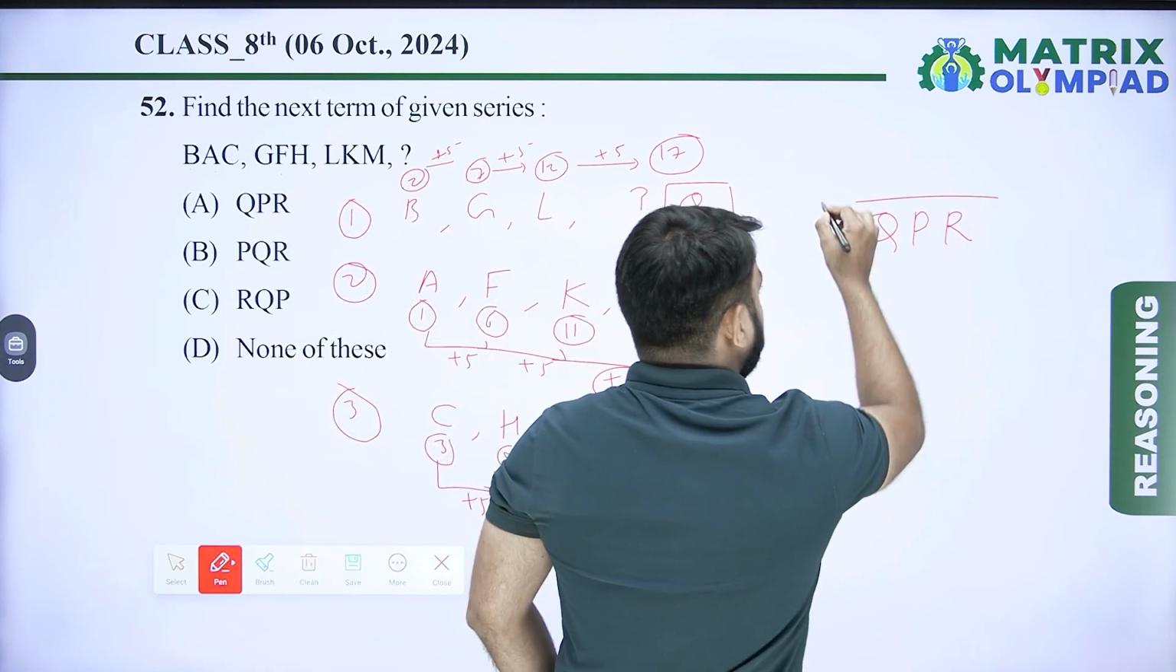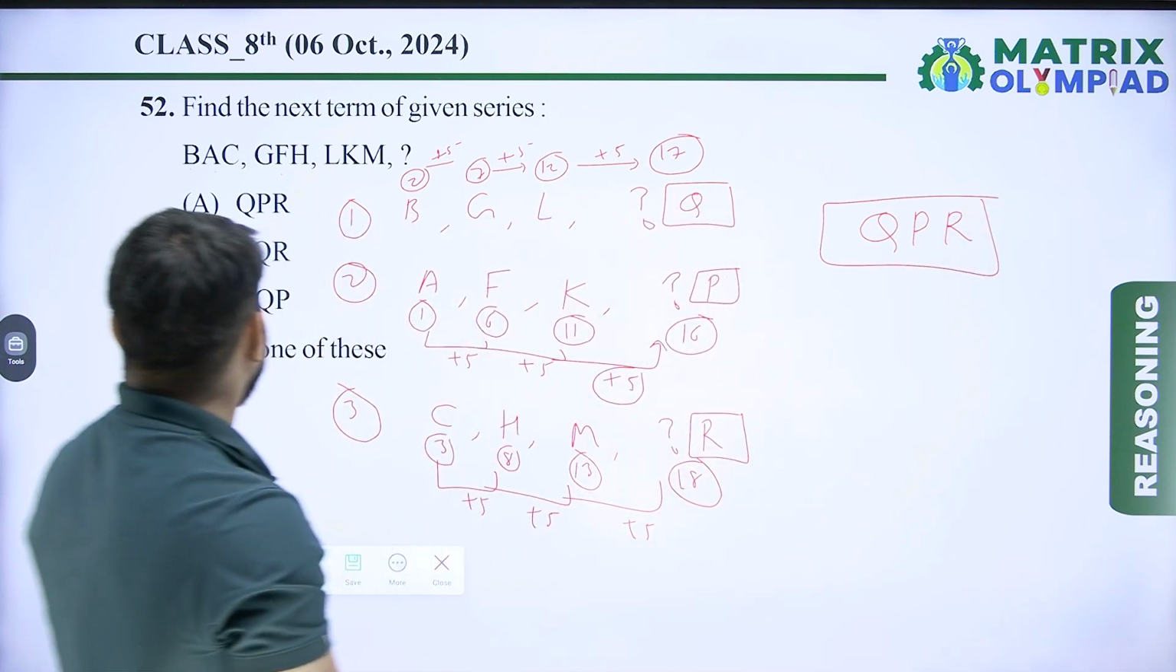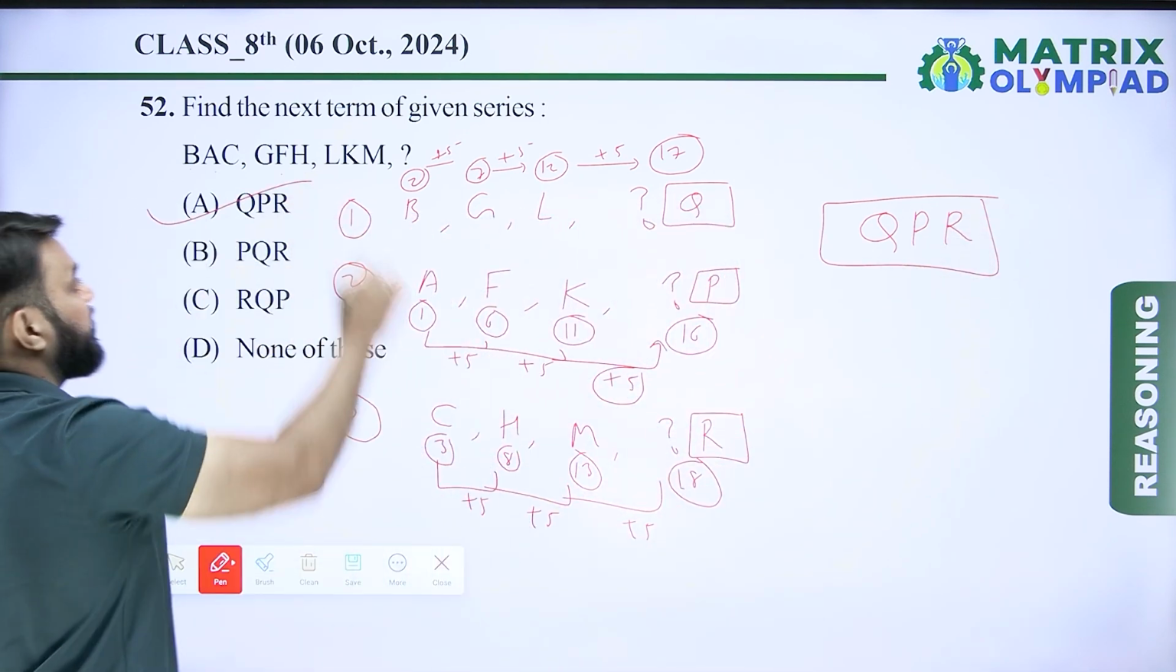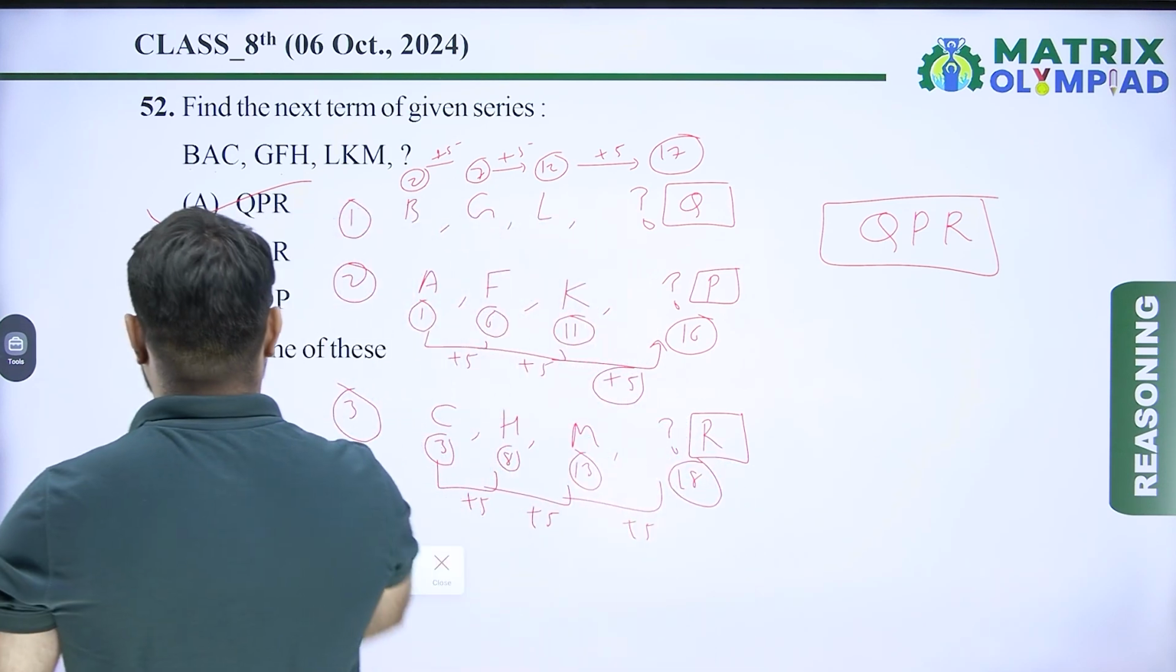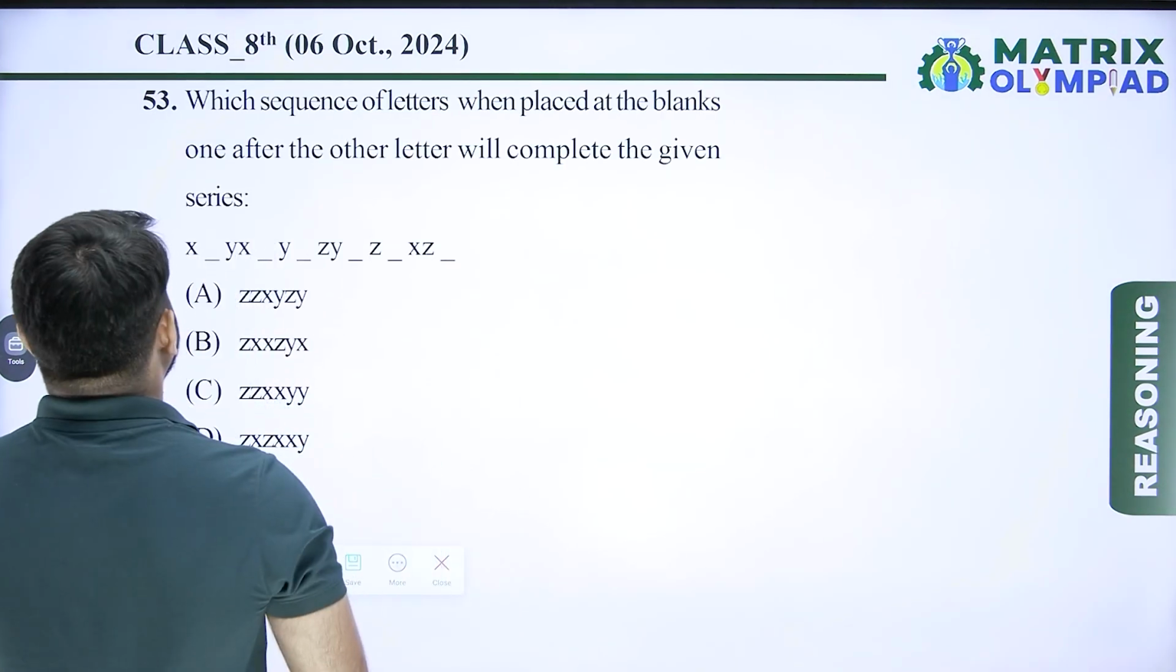So the missing term is QPR. So QPR means option A is the correct answer of this question. Let's move on to the next question. Now the next question is question number 53.